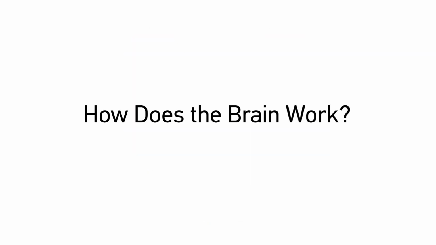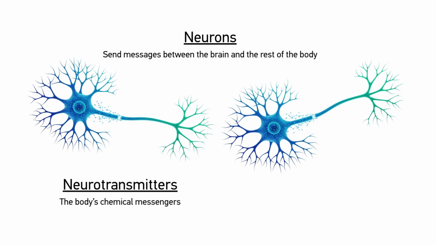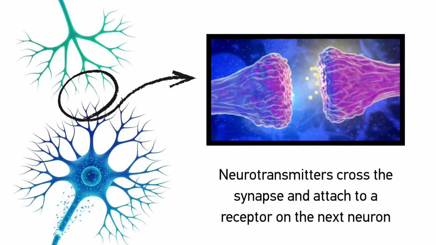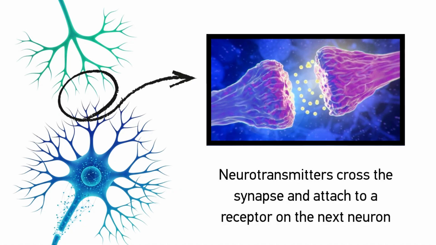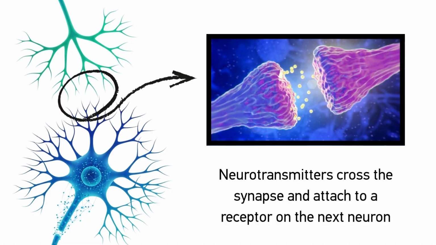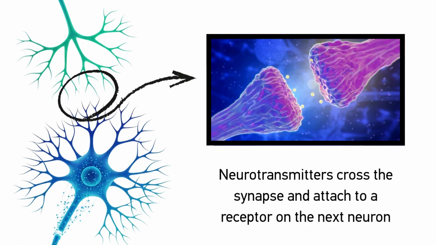Your body is made up of special cells called neurons, which send messages between the brain and the rest of the body. Neurons communicate by releasing chemicals called neurotransmitters into tiny spaces between cells called synapses. The neurotransmitter crosses the synapse and attaches to a receptor on the next neuron, much like a key fitting into a lock. This is how neurons talk, allowing your brain and body to function.